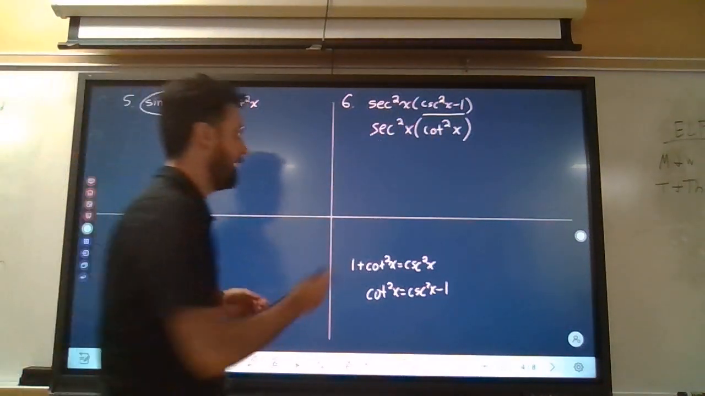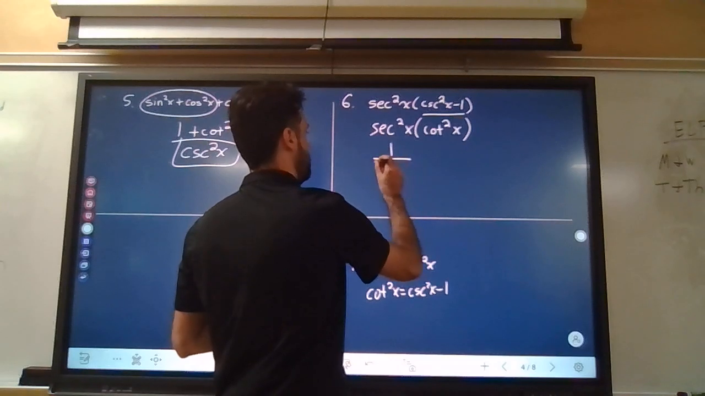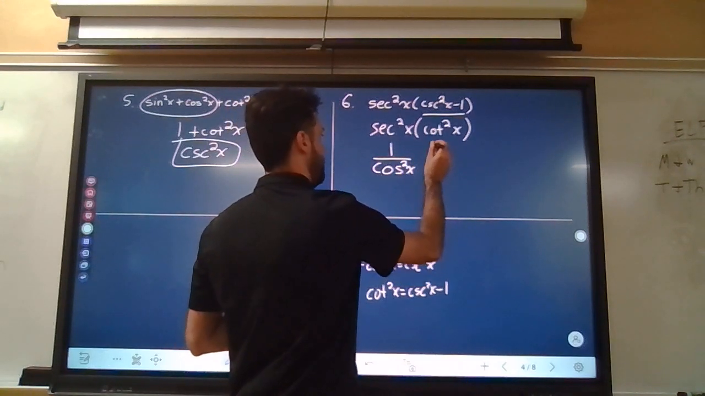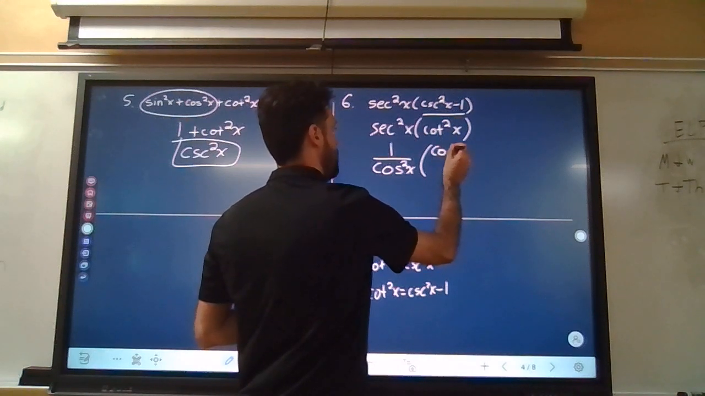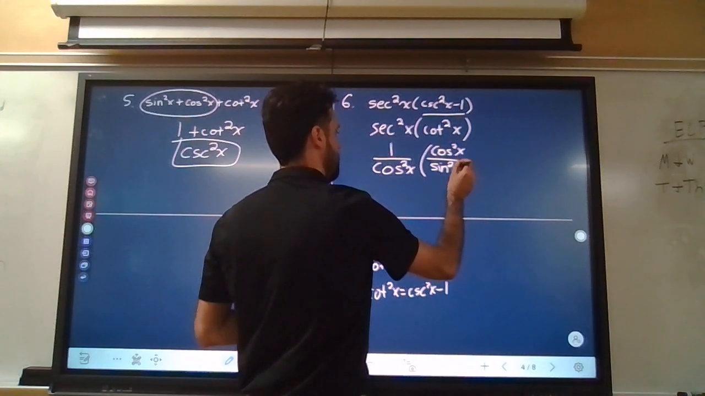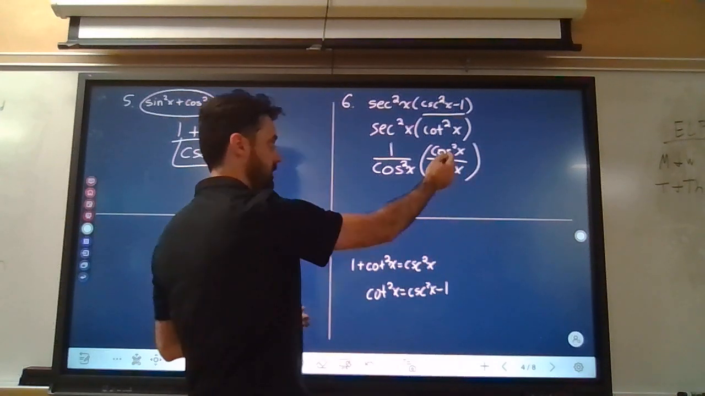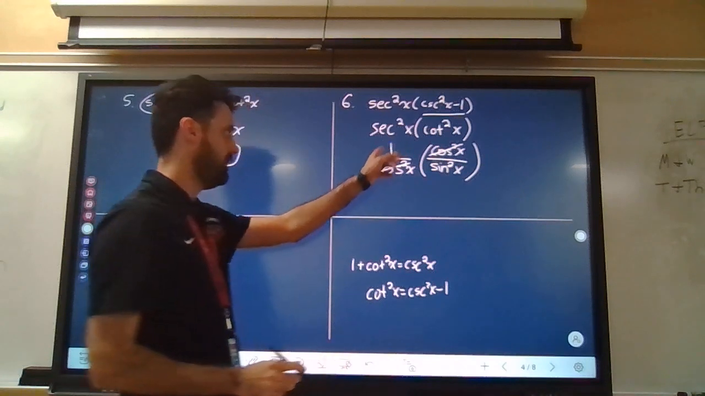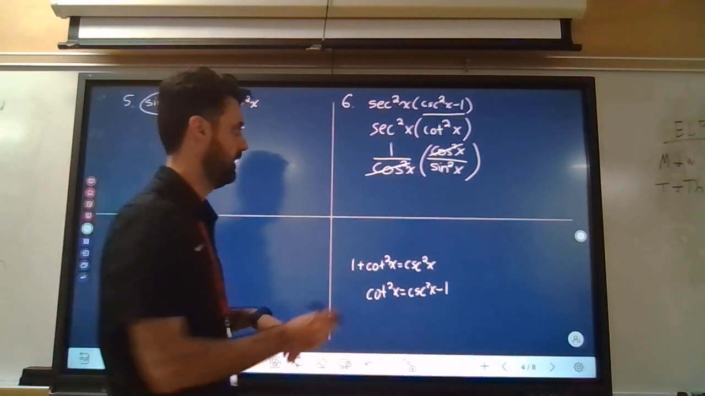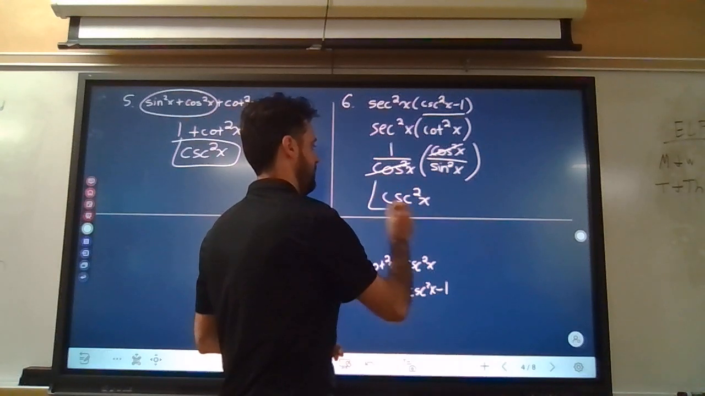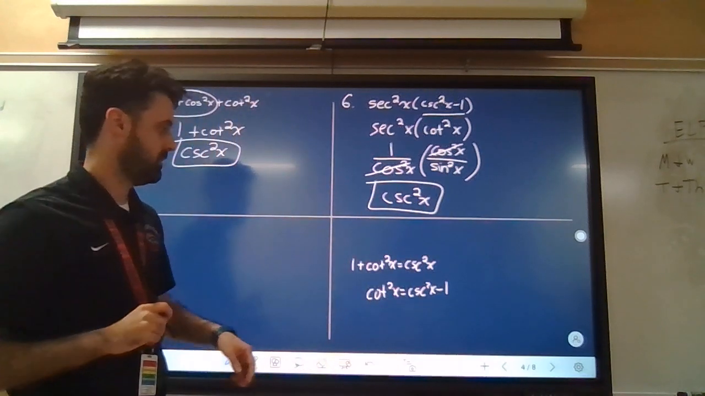We're going to do that by writing everything in terms of either sine or cosine. So secant squared is 1 over cosine squared, and cotangent squared is cosine squared over sine squared. We have 1 cosine squared on the top, 1 on the bottom. These cancel out, leaving us with 1 divided by sine squared, which is equal to cosecant squared. And that's our answer to number 6.